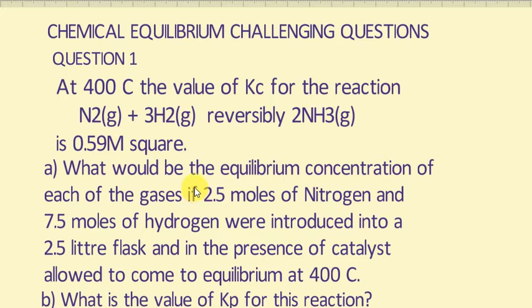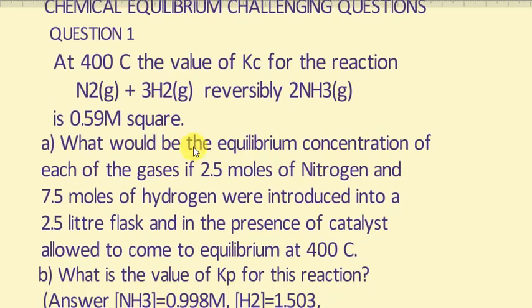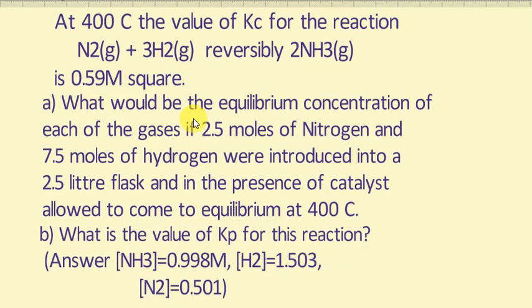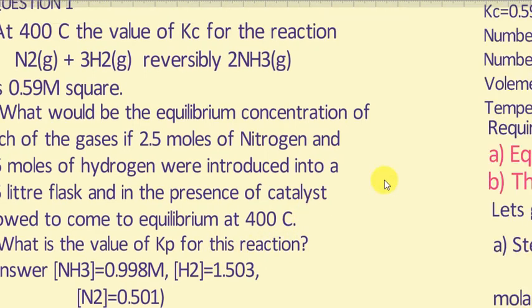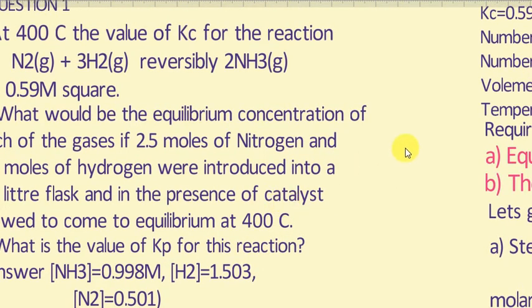Question A: what would be the equilibrium concentration of each gas if 2.5 moles of nitrogen and 7.5 moles of hydrogen were introduced into the flask, and in the presence of a catalyst allowed to come to equilibrium at 400 degrees centigrade? B: what is the value of Kp for this reaction? Now, this is a normal equilibrium question like the other questions, and we are starting to solve it.